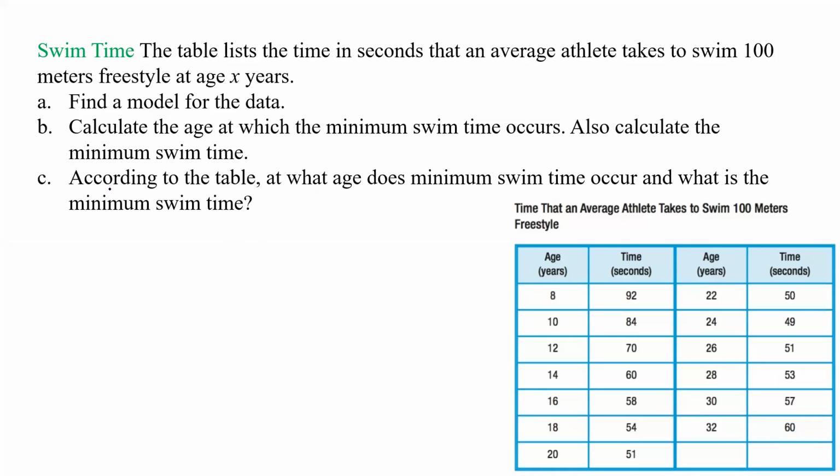Well, that one we can do with just looking at the table. The minimum swim time is 49 seconds, and so 49 seconds at age 24. So C is done. Now we just have to get our data, do some derivatives, and then we'll be done with that one as well.